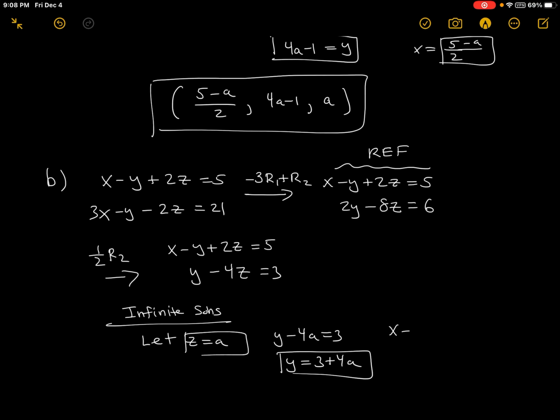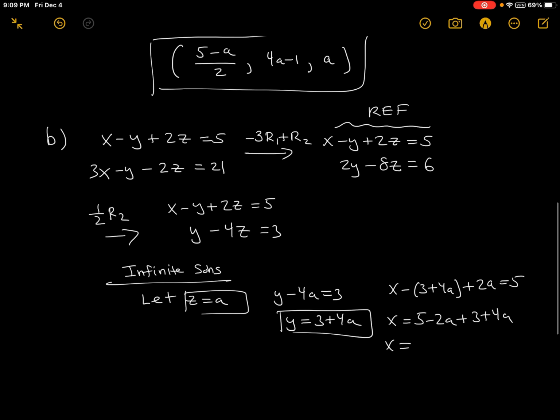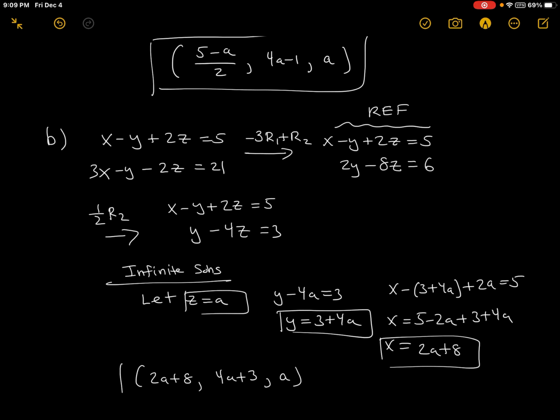And then to solve for x, you plug everything back in. Make sure you put parentheses when you substitute a quantity. z is equal to a, and then get x by itself. So x is equal to 5 minus 2a, add this quantity, 3 plus 4a. Combine like terms, and it looks like you're going to get 2a plus 8. So final answer, 2a plus 8 is my x value. My y value is 4a plus 3. And z, of course, we said was equal to a.